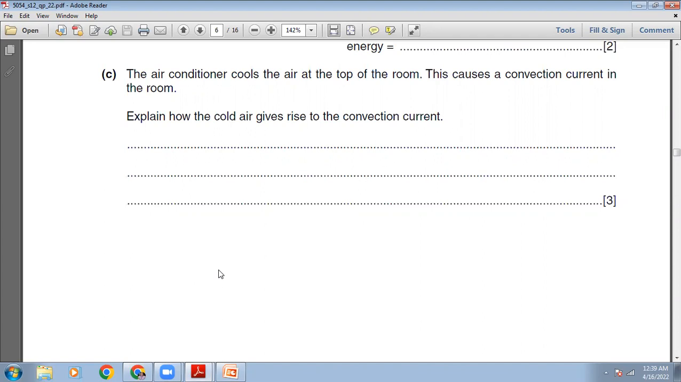This cold and denser air will sink downward, and the hot air will rise upward. So in this way, less dense and hot air will go upward, cold and dense air will go downward. So in this way, convection currents are set up, and the heat is transferred.